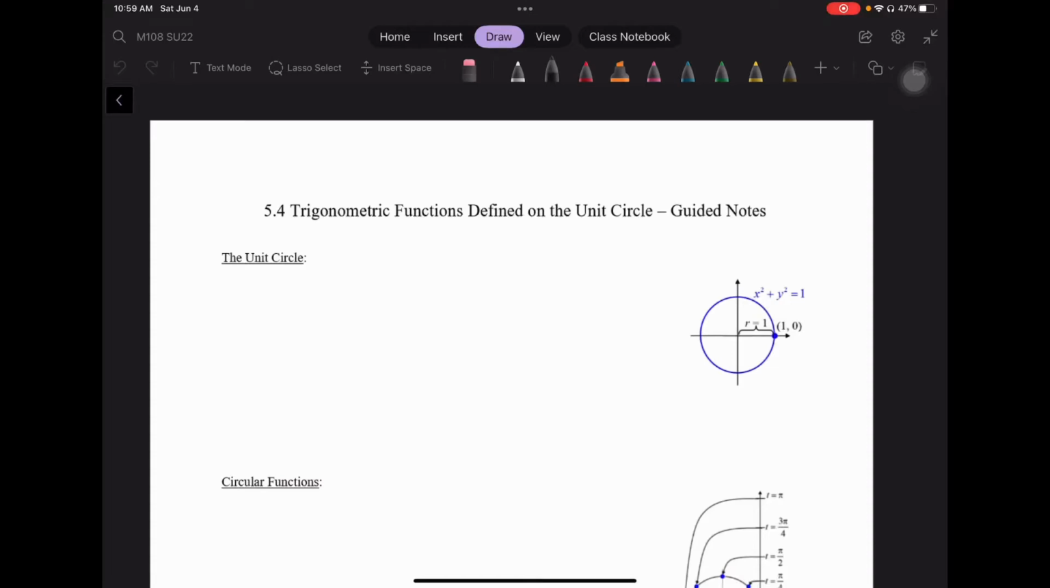Continuing our exploration into trigonometry, we are going to be working with trigonometric functions that are defined on the unit circle. And when you think of a unit, you're talking about one particular unit. The unit circle is a circle centered at the origin of 0, 0 with a radius of 1 unit. And this satisfies the equation of x squared plus y squared equals 1.